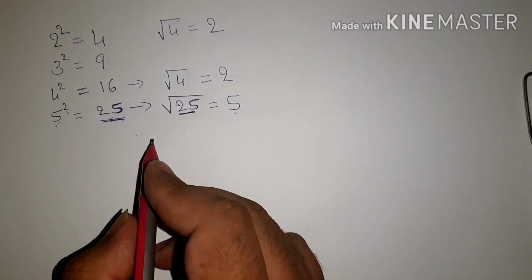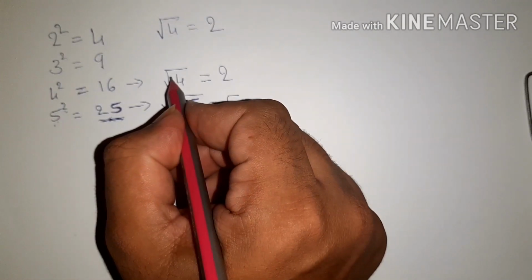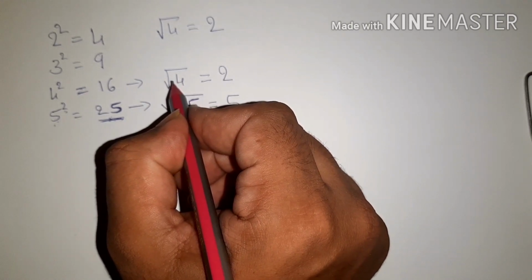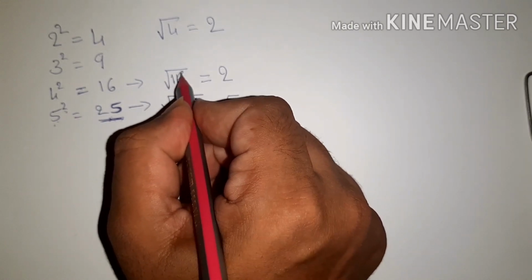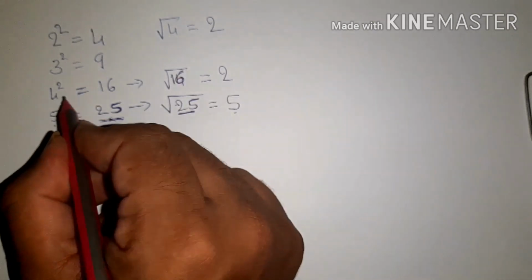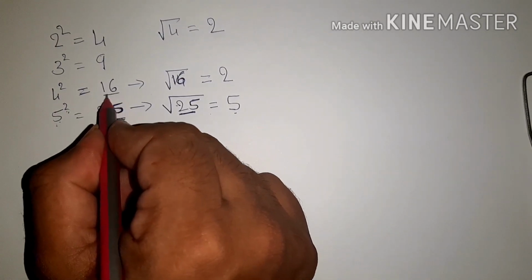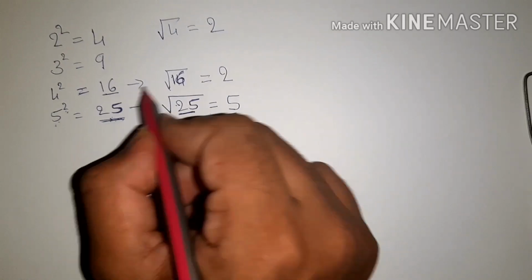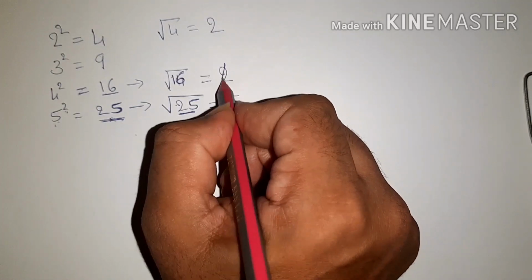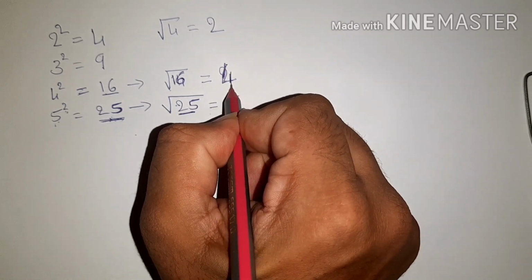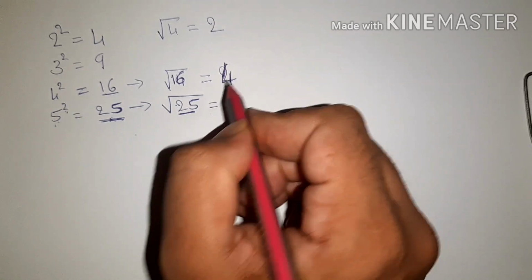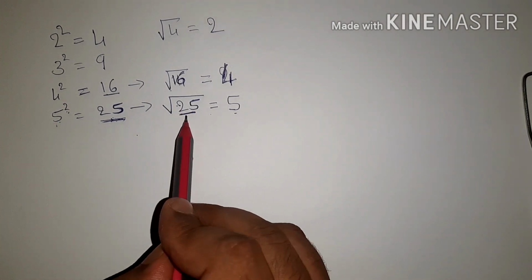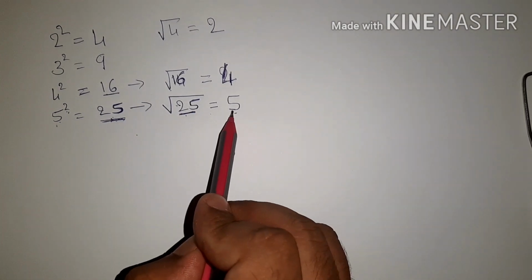Now what is this? This is square root of 16. See, by squaring 4 what did we get? 16. Now take the reverse. Square root of 16, what should we get? Not 2. We should get 4. Now if we take the square root of a perfect square, we get this number.